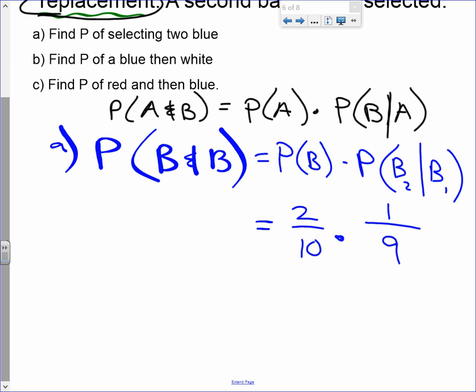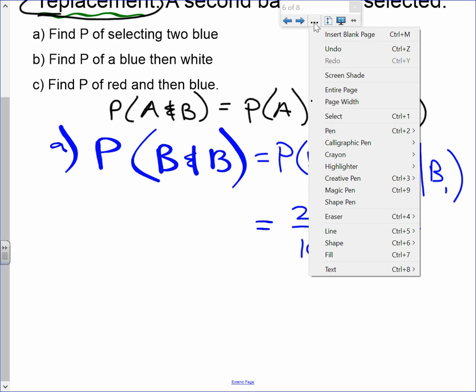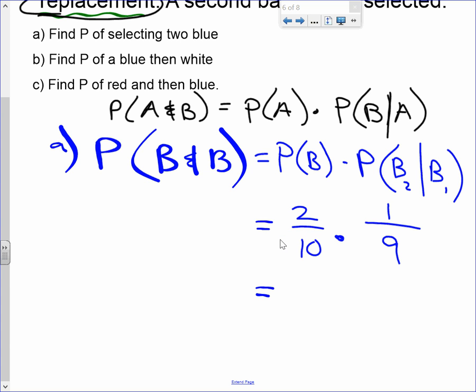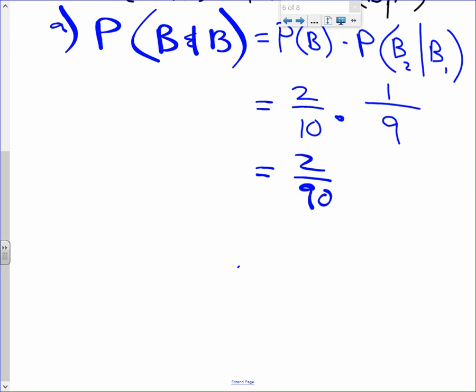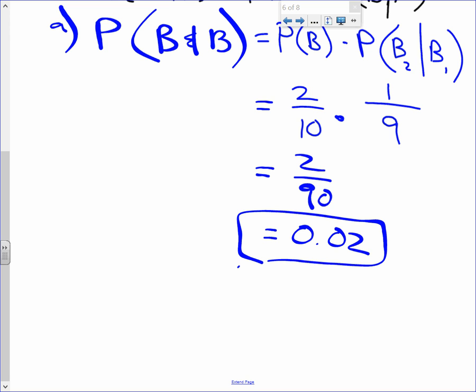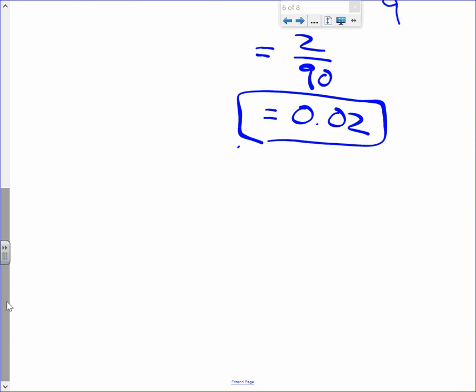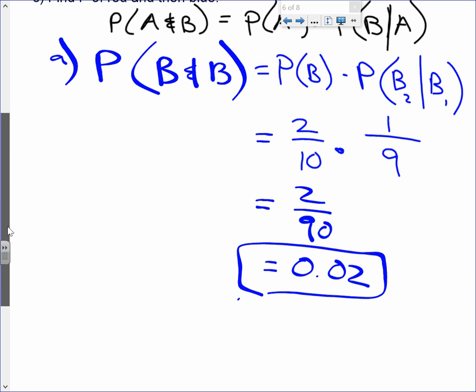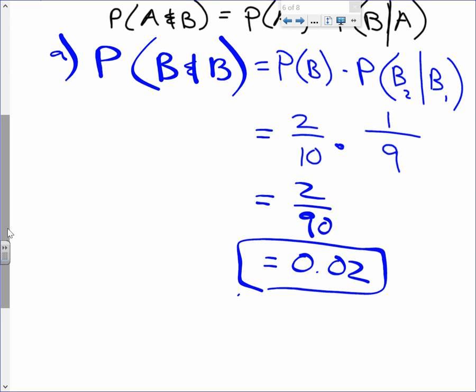Let's multiply these puppies. We have, see, numerator times numerator is 2 over 90. Let me make that into a decimal. 2 divided by 90 is 0.02. So that's part A. I rounded to the nearest hundredth there, right? Questions for part A? Sure. Go ahead.